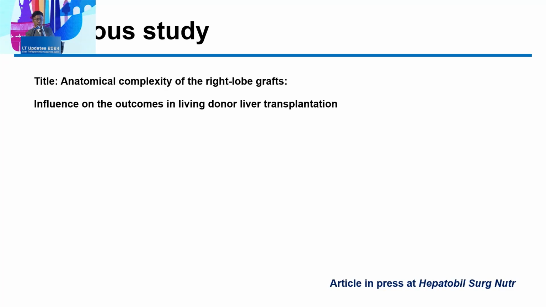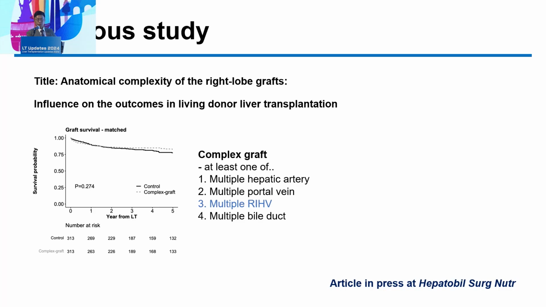I'd like to introduce our recent previous study in press. The title was Anatomical Complexity of the Right Lobe Grafts. In this single center study, we defined a complex graft as one having at least one of multiple hepatic arteries, portal veins, right inferior hepatic veins, or bile ducts. The conclusion was very simple: there was no survival difference between the complex graft and control graft.